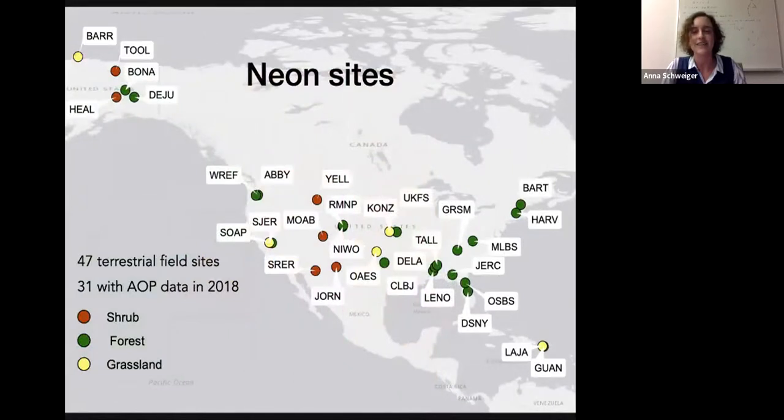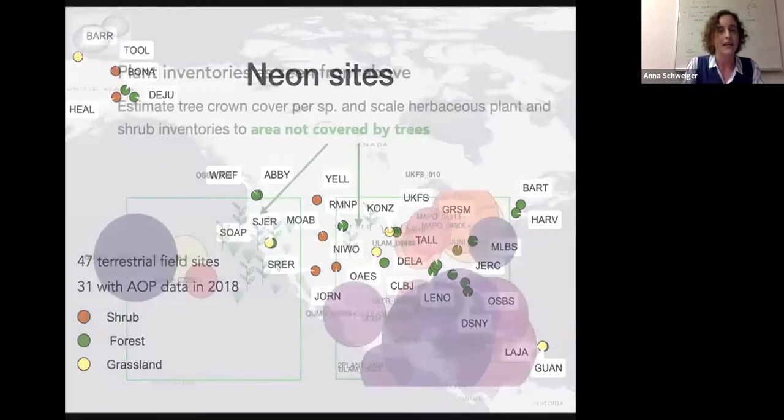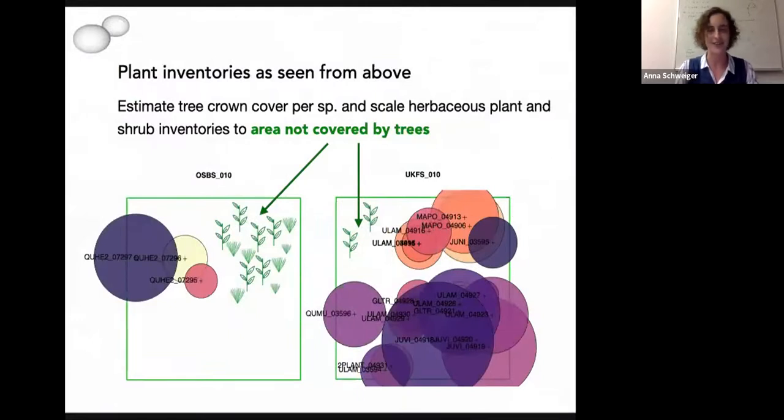In the next step, we are now using data from across all NEON sites to investigate if spectral diversity can tell us something about the biodiversity on the ground. This was a fun exercise, as you can imagine, working with all these inventory data. One first step that was quite interesting was that we had to translate different kinds of inventories to a diversity measure as seen from above.